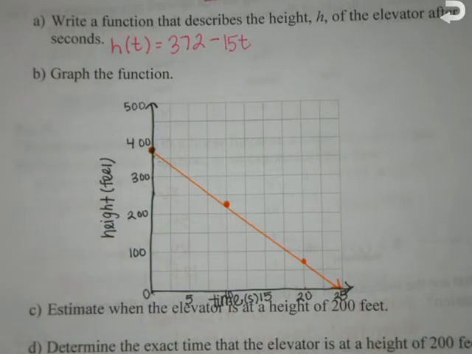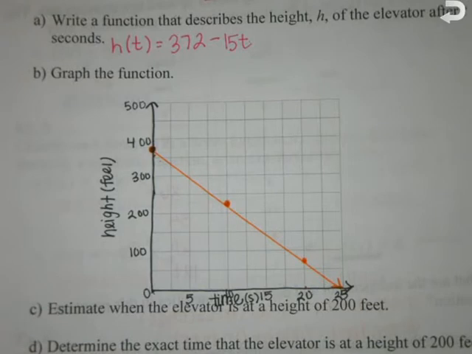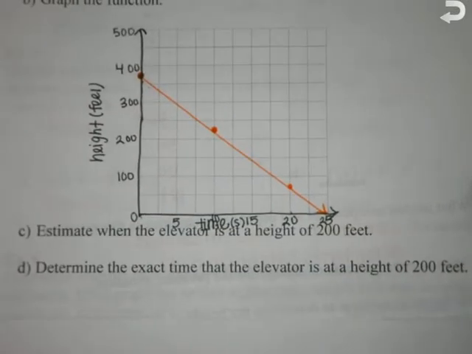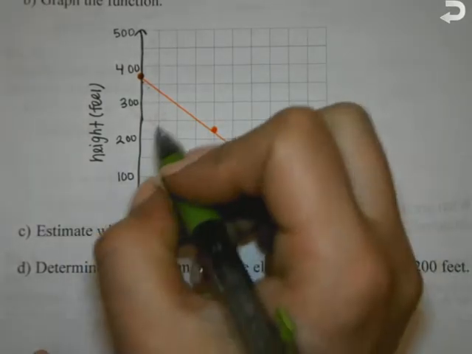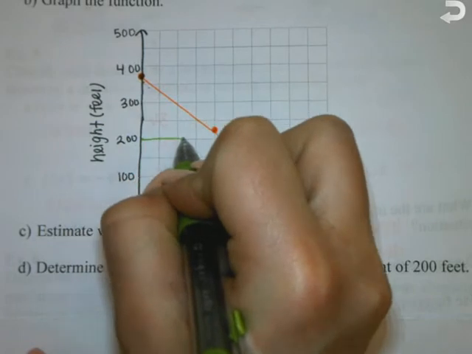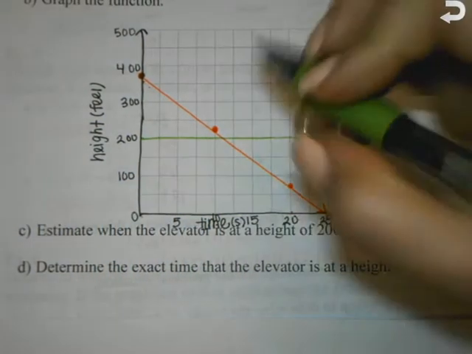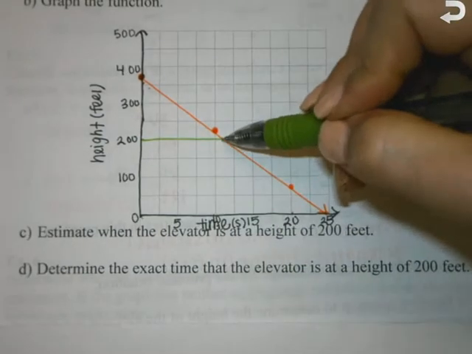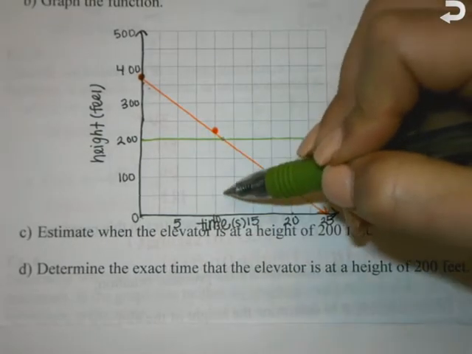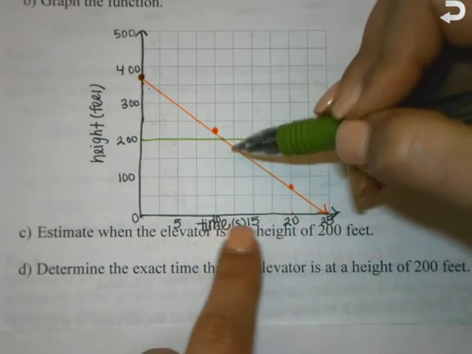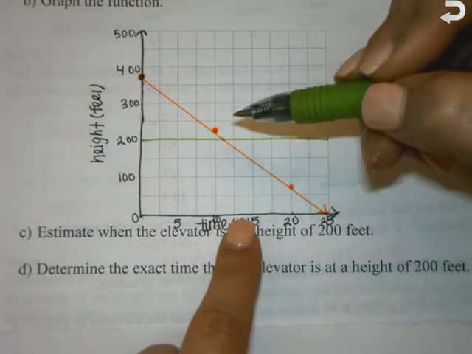And then the next question wants to know to estimate when the elevator is at a height of 200 feet. So using my graph, I want to know when our elevator is going to be at about 200 feet. So I'm going to draw a line at 200 feet. And that intersects about right here. About how many seconds does that look like, guys? 15. Well, 15's here, 10 is here, so maybe like 12, 13.